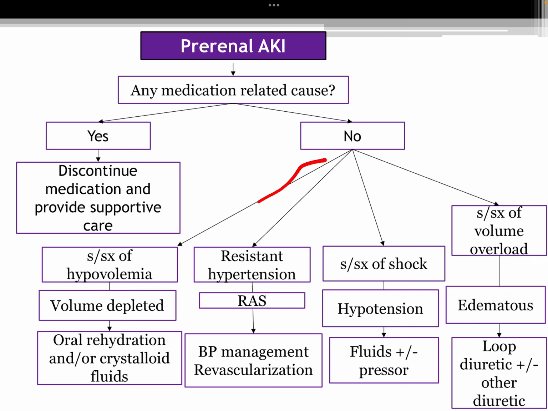If there's not a medication-related cause, we start thinking to ourselves, is there hypovolemia? Then we want to make sure that we have oral rehydration. If there's resistant hypertension, flash pulmonary edema, worsening because of an ACE inhibitor or an ARB, do blood pressure management and consider revascularization. Signs of septic shock, fluids plus or minus pressors. And then finally, if there's volume overload, give a loop diuretic. Next, we're going to talk about intrinsic AKIs.